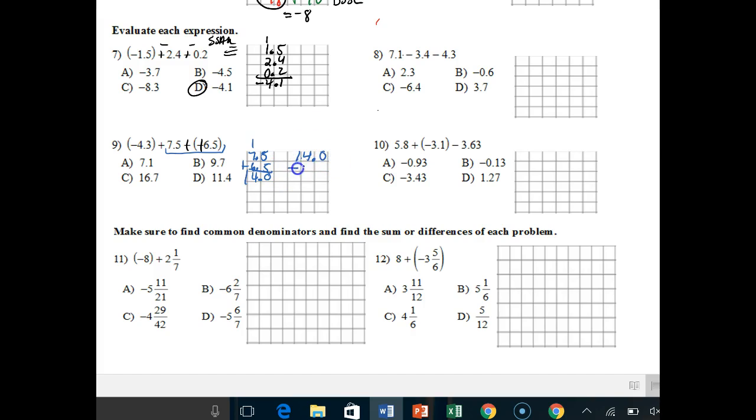14.0 minus 4.3. Why am I doing minus 4.3? Well, because these are different signs, negatives, right? So this added up to 14. This is a different sign, positive versus negative, so that's why I subtract.